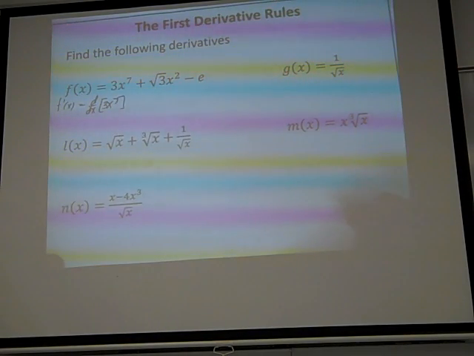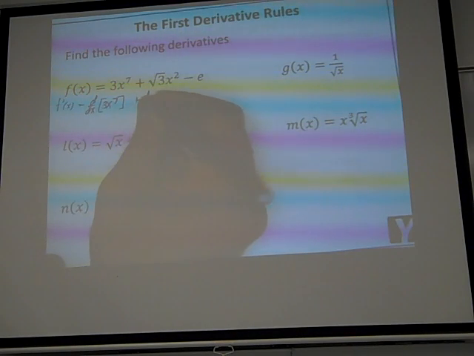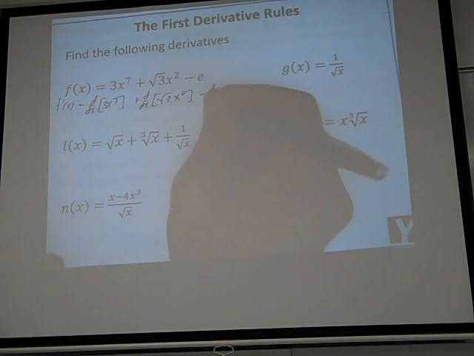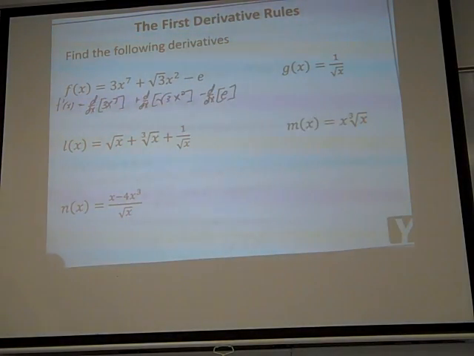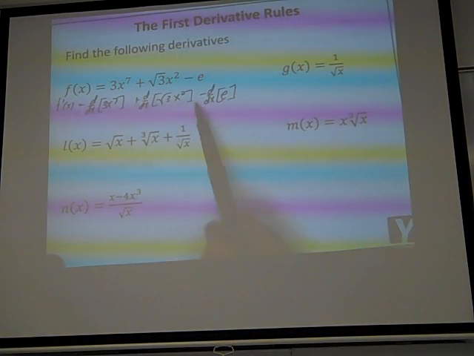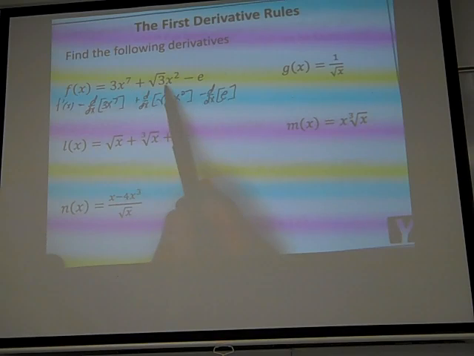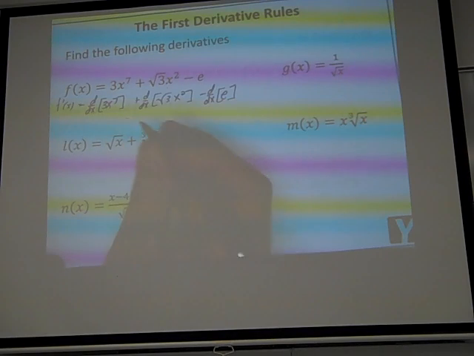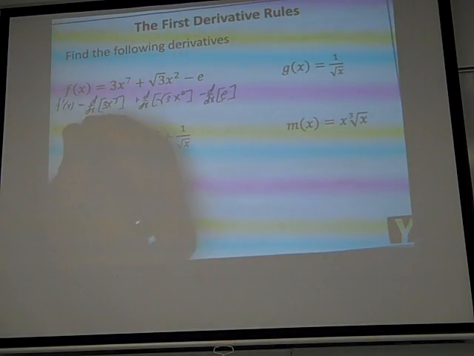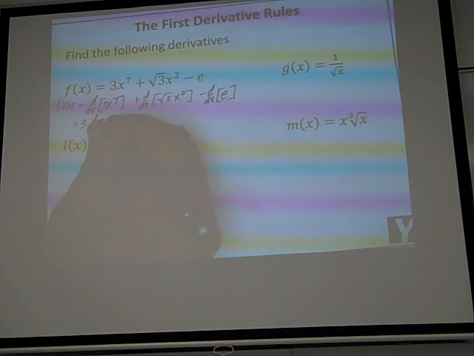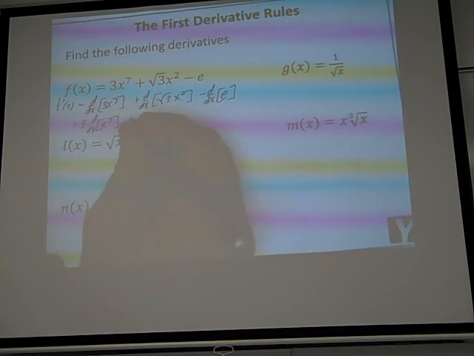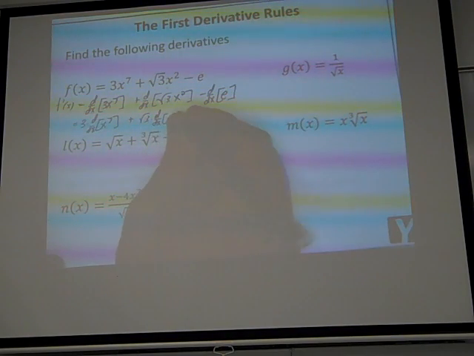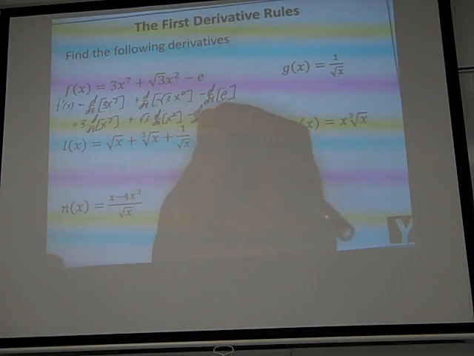I need to find the derivative of 3x to the 7th, plus I need to take the derivative of the square root of 3 times x squared, minus I need to take the derivative of e. Great, the sum and difference rules just allows me to take the derivative of each term one by one. The derivative of 3x to the 7th is the same thing as saying 3 times the derivative of x to the 7th plus, let's see, square root of 3 times the derivative of x squared minus the derivative of e.